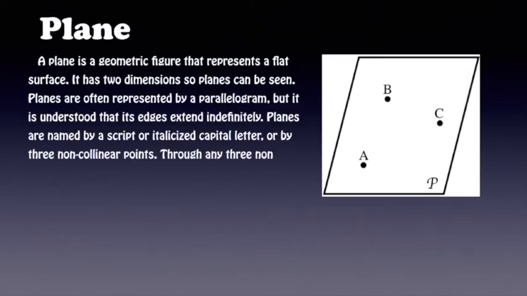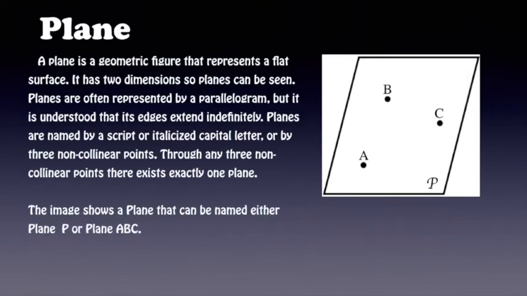A plane is a geometric figure that represents a flat surface. It has 2 dimensions, so planes can be seen. Planes are often represented by a parallelogram, but it is understood that its edges extend indefinitely. Planes are named by a script or italicized capital letter, or by 3 non-collinear points. Through any 3 non-collinear points, there exists exactly one plane. The image shows a plane that can be named either plane P or plane ABC.